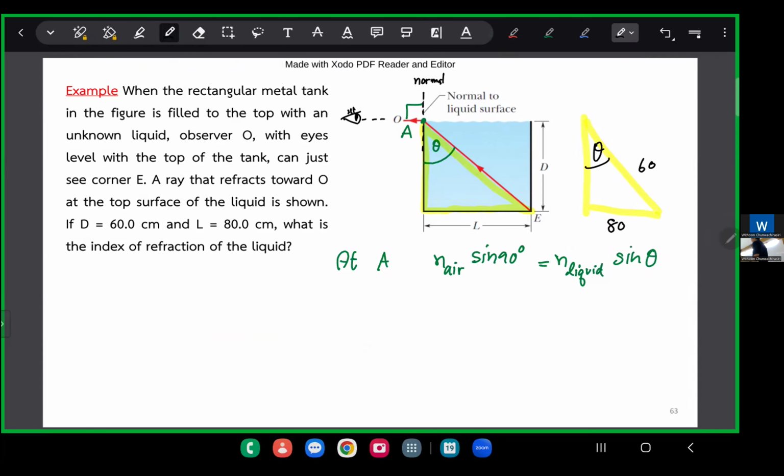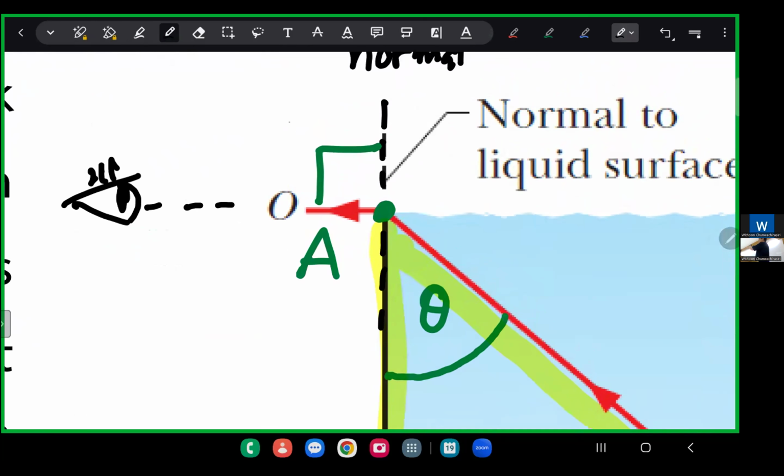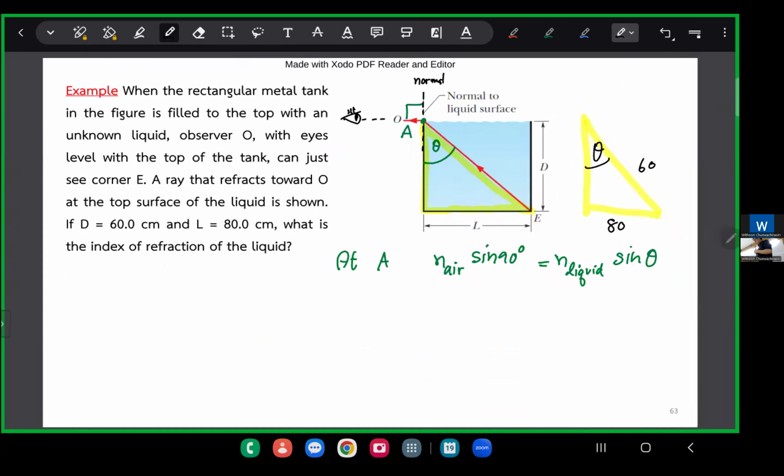Come again? Because the ray coming out is horizontal. But every time we want to calculate an angle or put the angle into our formula, it must be relative to the normal. The normal is normal to the surface of the water, so it goes vertical at this point. The red line is making a 90 degree angle with the normal line. Okay. So with this, this angle can be found.